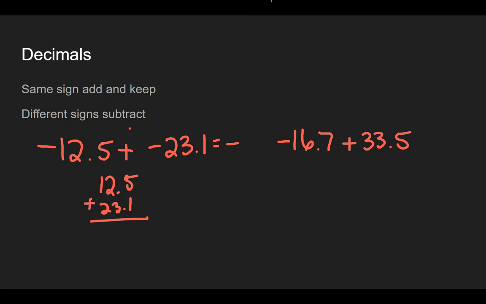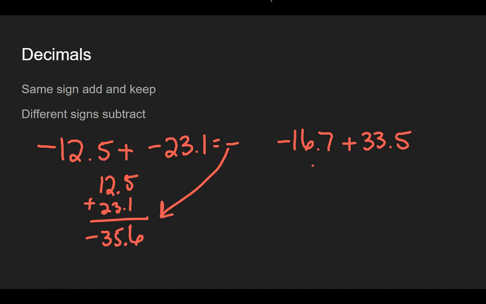All right, so when we add this up, we get 6, 2 and 3 is 5, 1 and 2 is 3, bring our decimal down, gives us an answer of 35.6. And don't forget that negative comes along because a negative plus a negative stays negative.